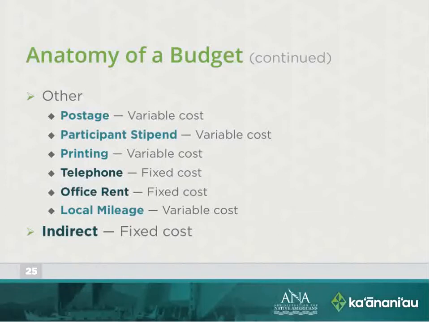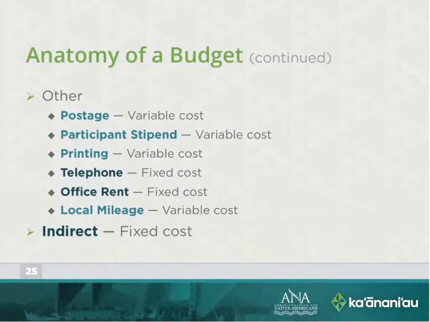Okay, now we get into our other direct costs, and this is where we very often see the variable cost. Postage, again, level of activity. Say that you have a component in your project for participant stipends, totally contingent upon participation in your project. Printing, depending on what it's for, there's probably a variable cost. It's going to depend on activity.